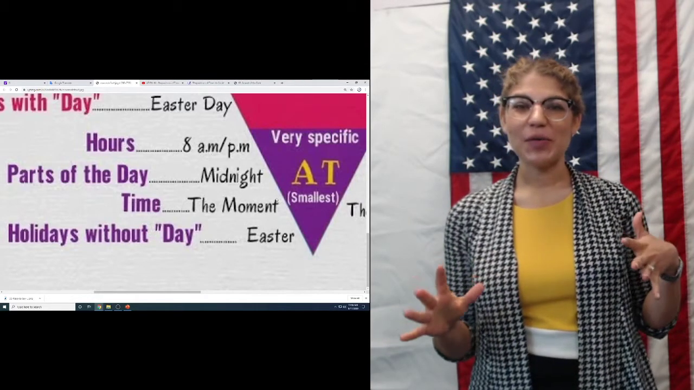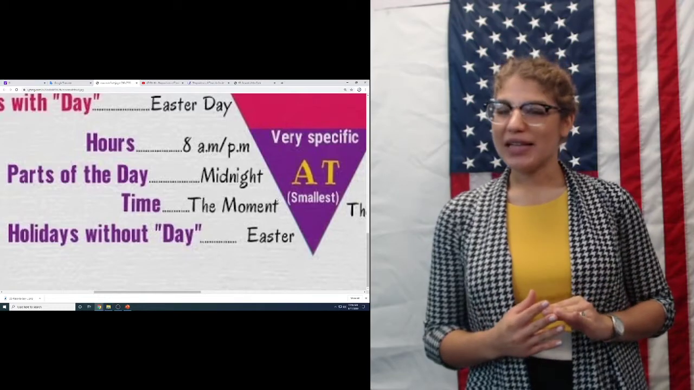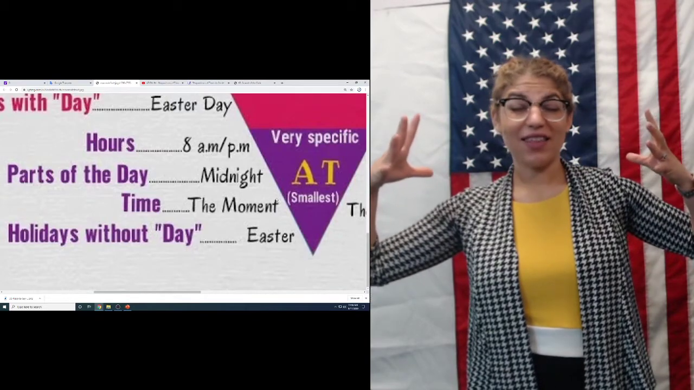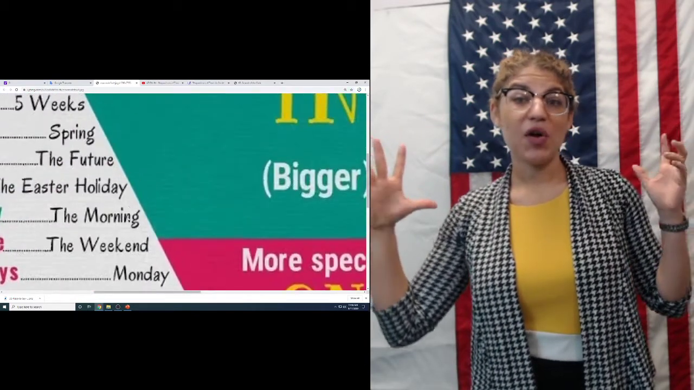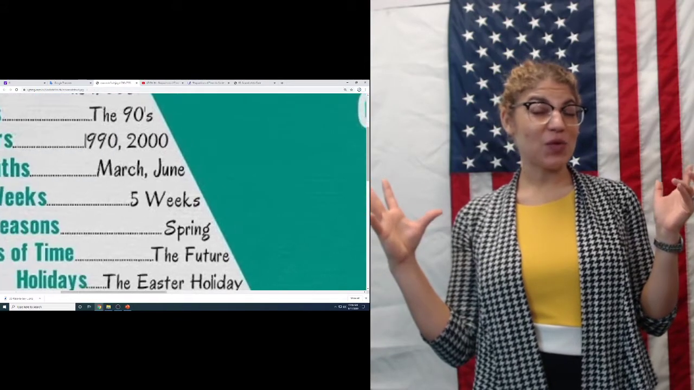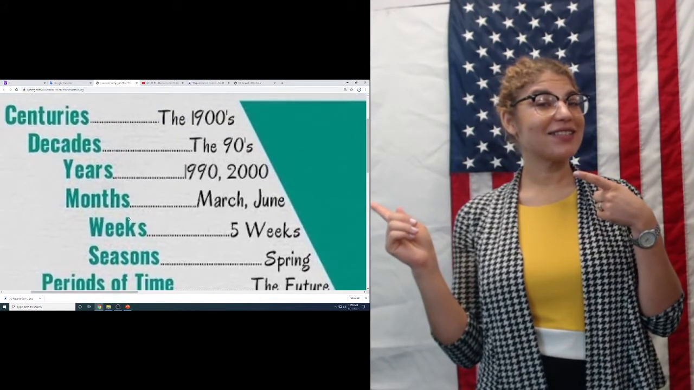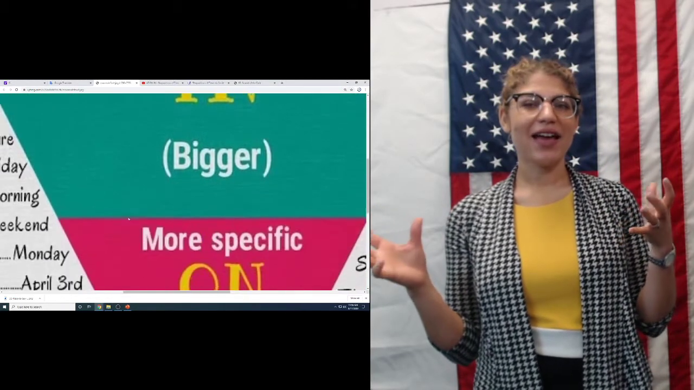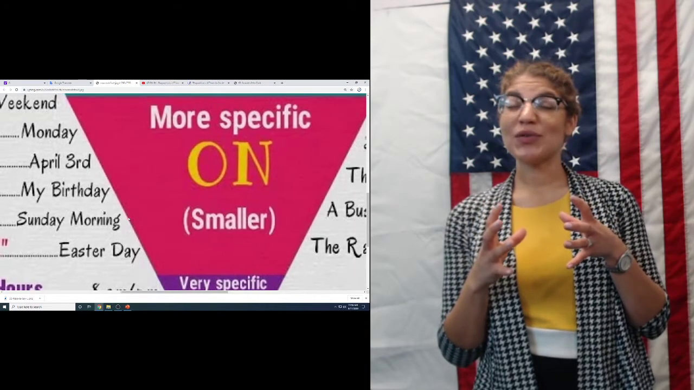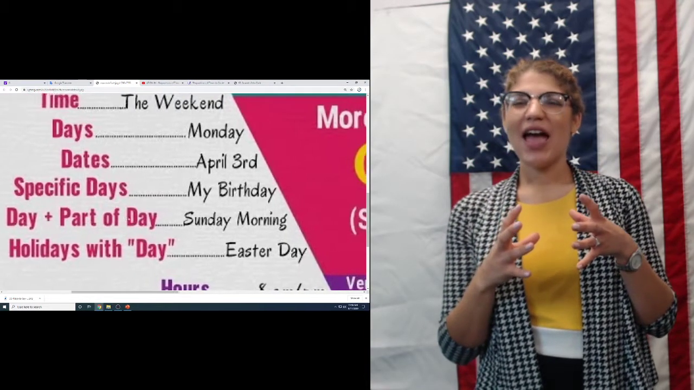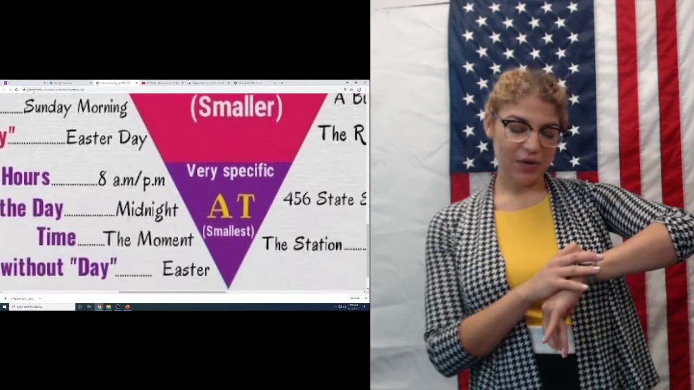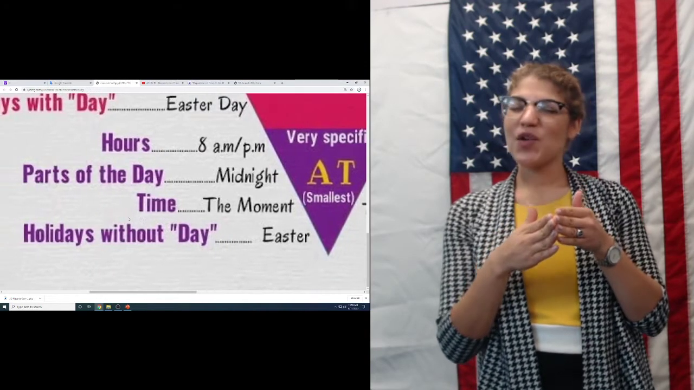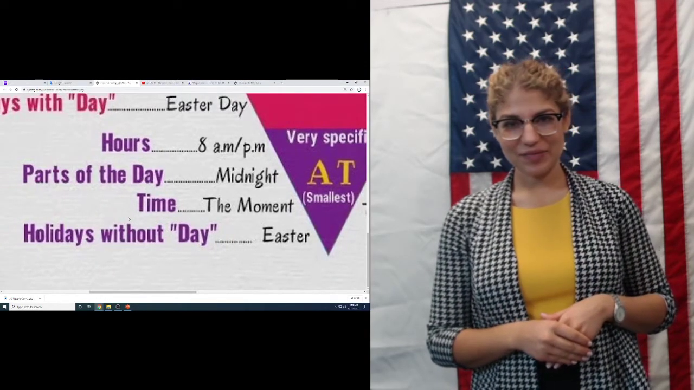Okay, so let's review. If the time is very big, like a year or a month or a season, and it is general, we use in. If we talk about a day and it is more specific, we use on. And if we talk about an hour that is very, very specific, we use the word at. All right.